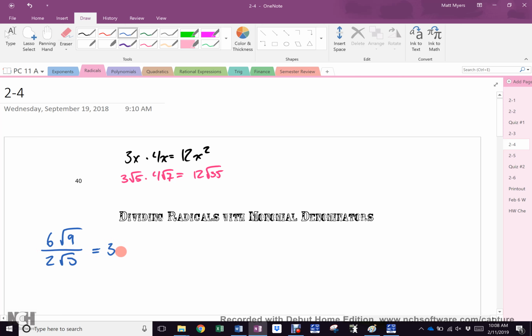3 root 3. Everybody got it? Easy peasy lemon squeezy, right? Now, what is weird about that value?